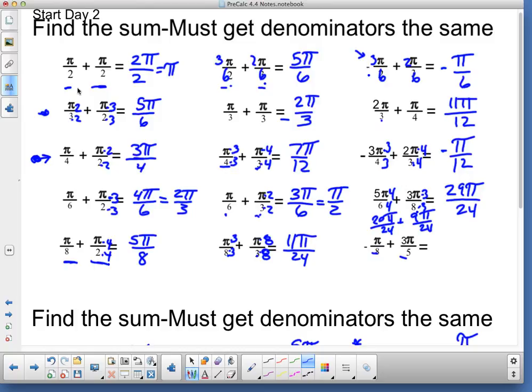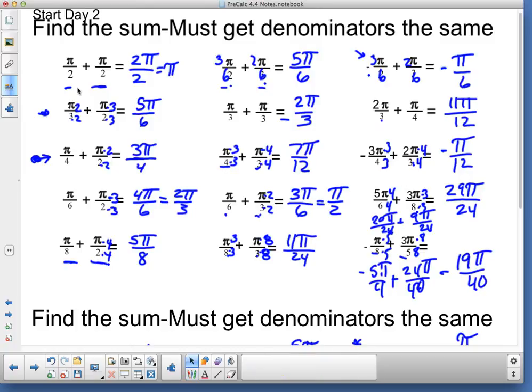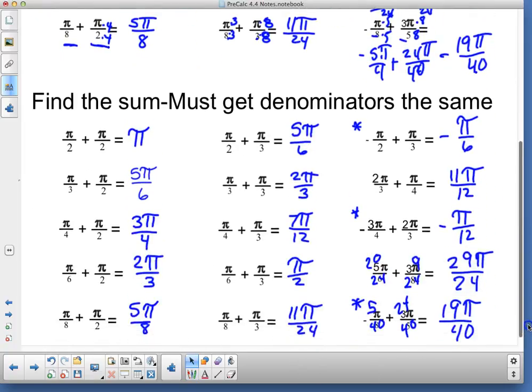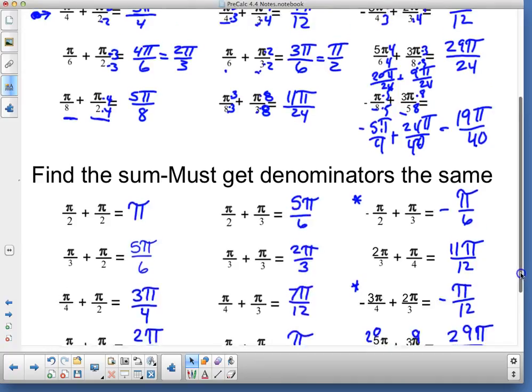And now I got 5 and 8, and they have 40 involved. 8, top and bottom, 5, top and bottom, so I got negative 5 pi over 40 plus 24 pi over 40. Okay, well that's going to be 19 pi over 40 when I'm finished. Okay, and if we want to check, we can look at these answers down here and see where everything's going to go.